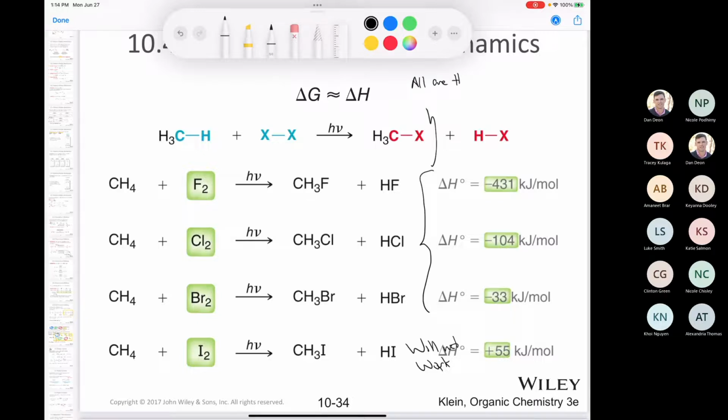Again, fluorination, chlorination, and bromination are all thermodynamically favored. All of those can work. However, the only two that we're actually going to use are chlorination and bromination. And to get it down to the bare bones, bromination is what we're going to use most of the time, and I'm going to explain why that is.